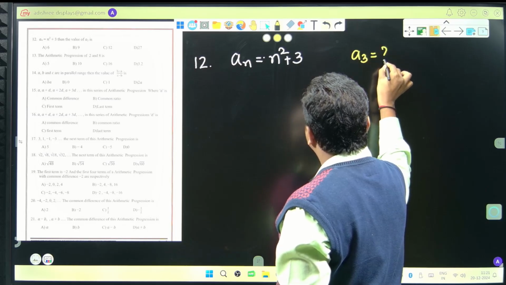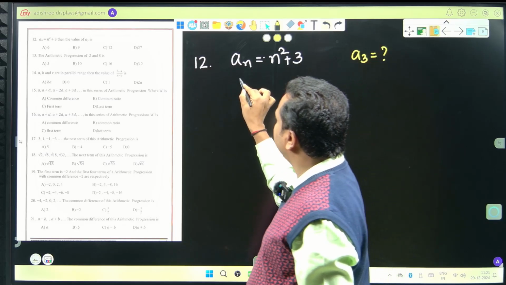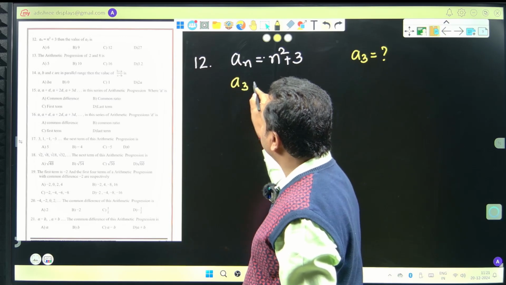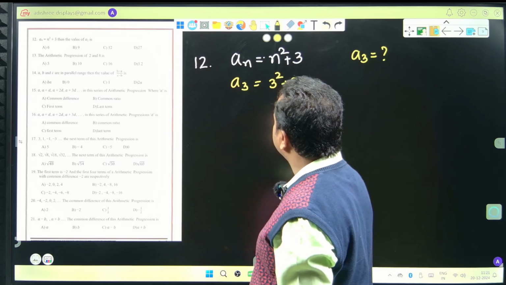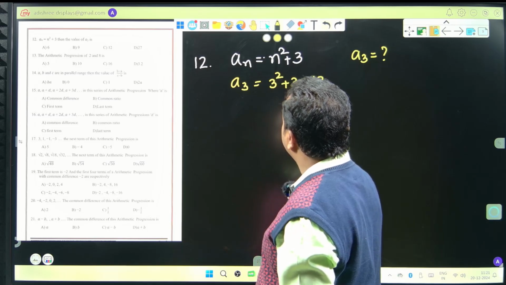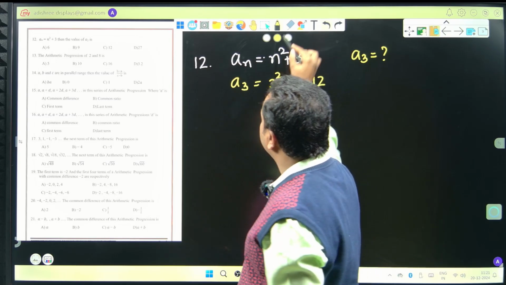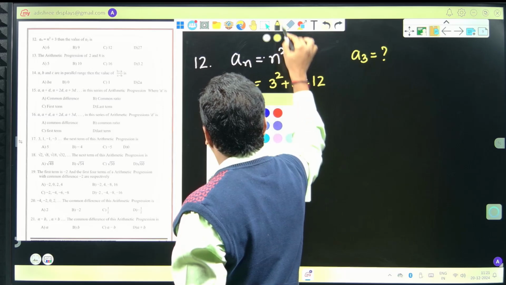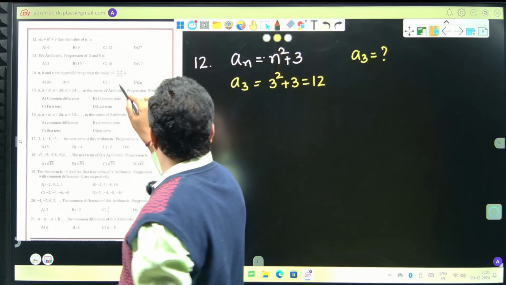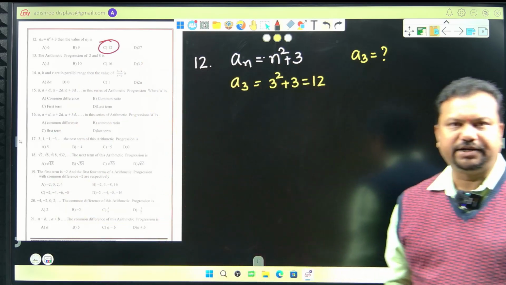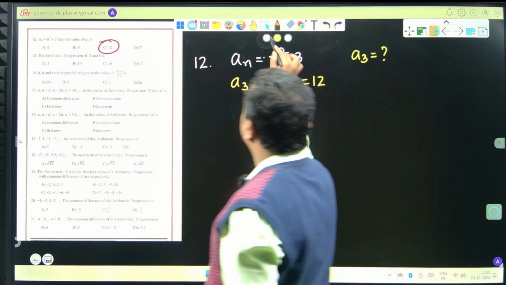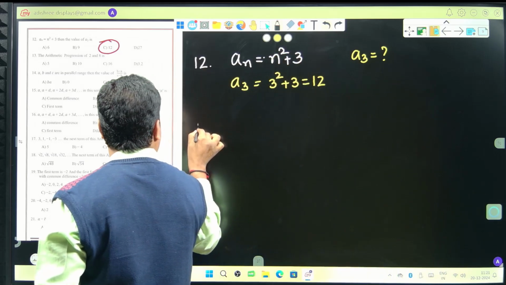What do you mean by this? In this expression, we are going to put n is equal to 3. So that will become 3 square plus 3, that will be 12. Therefore, what will be my answer in this case? My answer is option C. Option C is the right answer. Let's go for the 13th one.